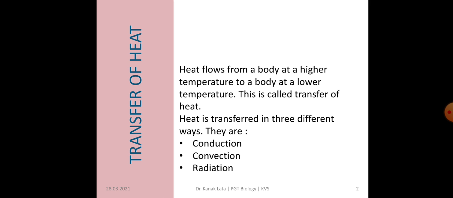Generally, heat is transferred in three different ways. Here we are going to discuss what those three ways are. They are conduction, convection and radiation. So by these three methods, the heat is transferring. What are they? Conduction, convection and radiation.